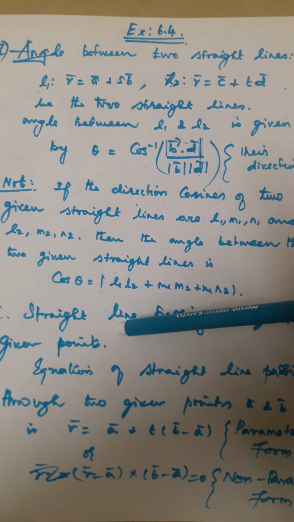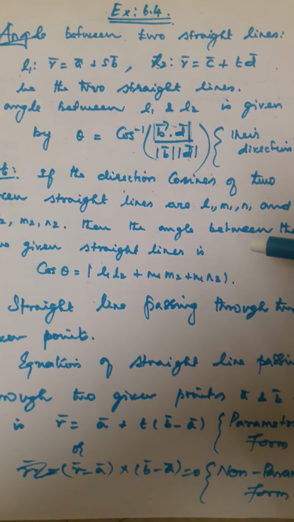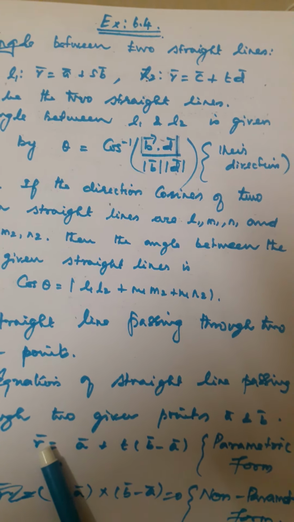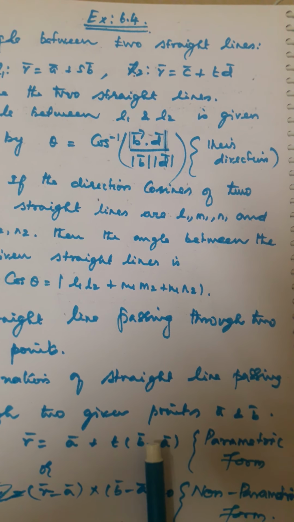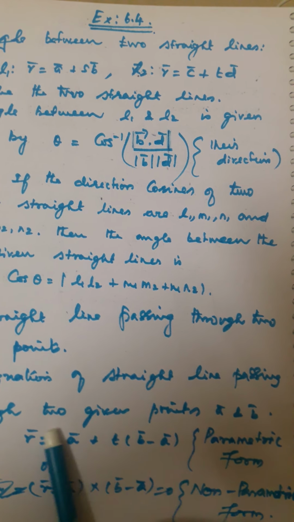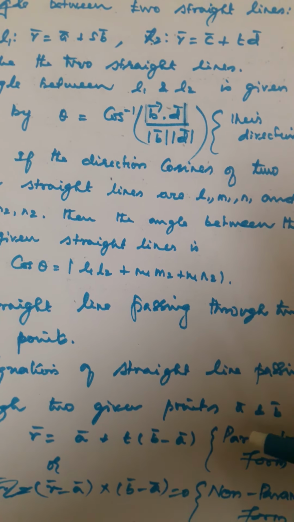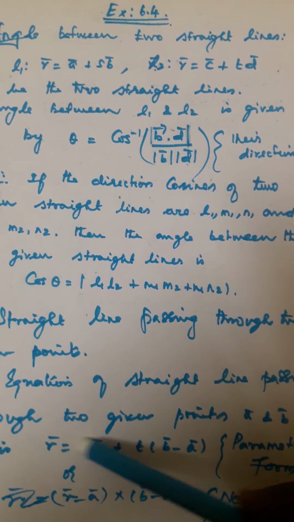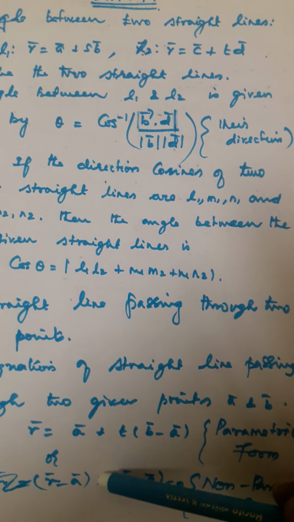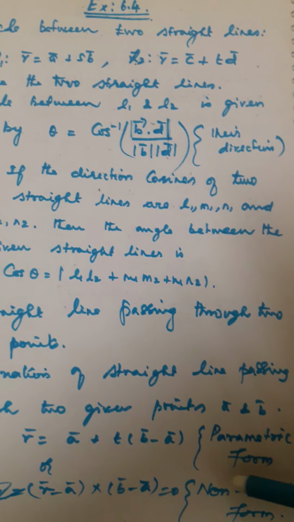Now the second one, the straight line passing through two given points. First of all, you should know the standard form of straight line passing through two given points. r vector equal to a vector plus t times b vector minus a vector. This is called the vector equation of straight line passing through two given points, sometimes called the parametric form, or vector form. At the same time, we can rewrite this equation as r vector minus a vector cross b vector minus a vector equals 0.